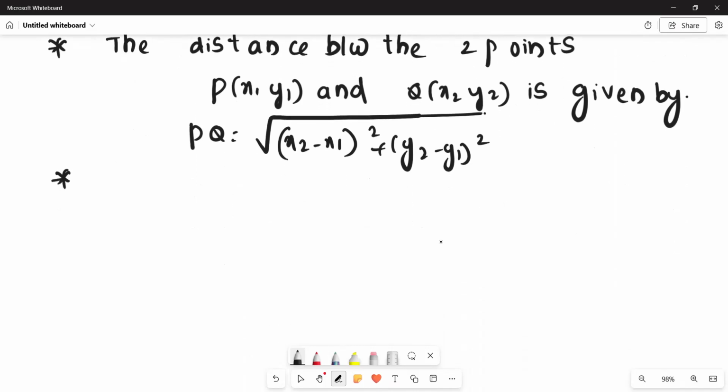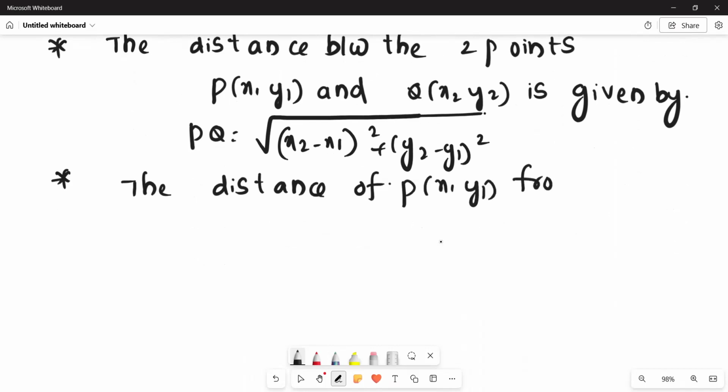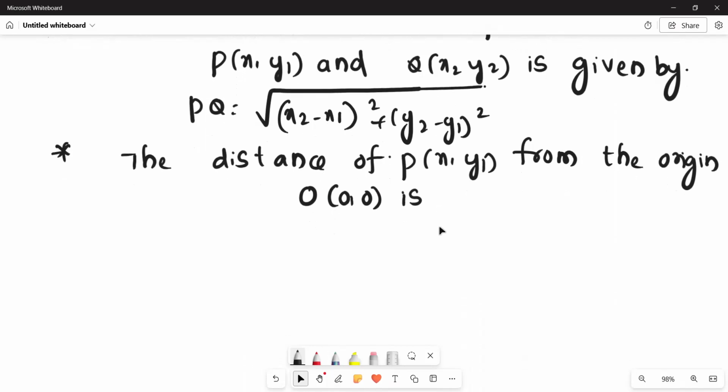And the next thing will be the distance of point P (x1, y1) from the origin. I am taking the origin as O. The point is (0, 0), right? So the above formula also applies in this case, as I have one point here and the second point at the origin. If I want to find the distance between these two, we can follow the same formula.